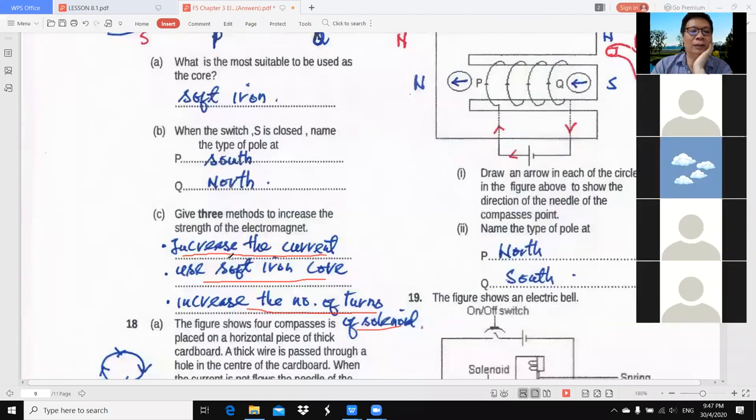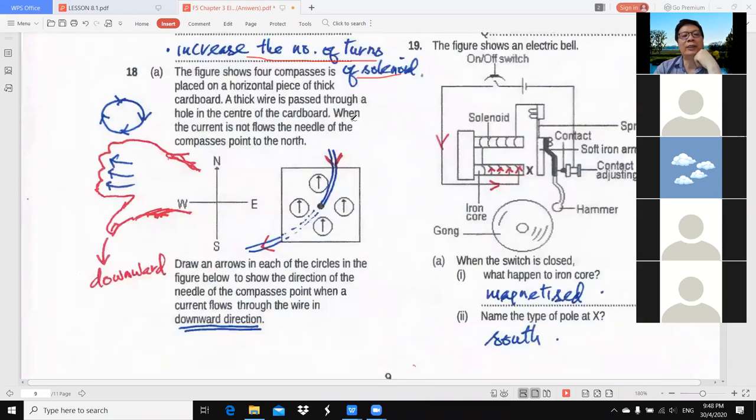Okay, question 18. Study the question now. The figure shows four compasses: 1, 2, 3, 4. They are placed on a horizontal piece of thick cardboard. A thick wire passes through a hole in the center. When no current flows, the pointers all point to north.